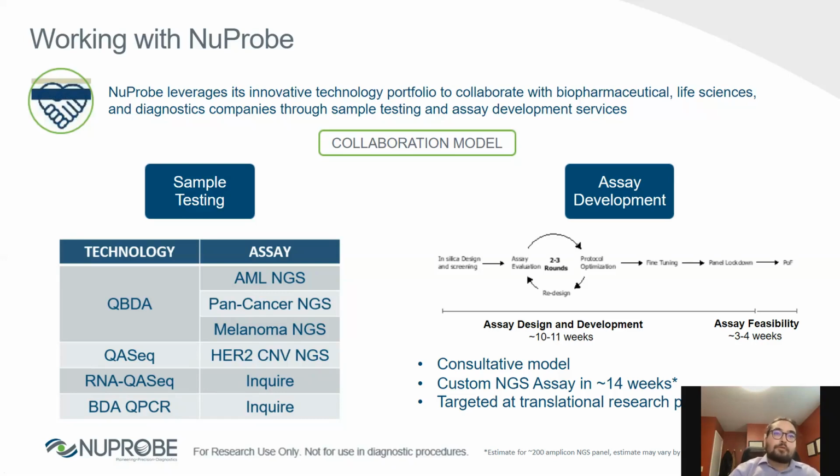I do want to describe how our custom assay development program works. We follow a consultative model where our team meets with your team and discusses the specific problem that your team may be having with certain biomarker detection. And we come up with a solution that utilizes our technologies, our family of technologies. Generally, we can deliver a custom NGS assay of about 200 amplicons in about 14 weeks. And this is generally targeted at translational research programs. But if this is of interest, feel free to reach out.